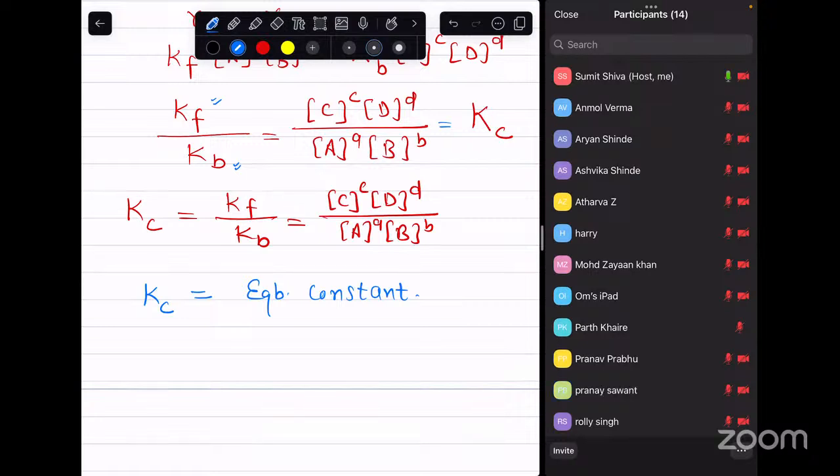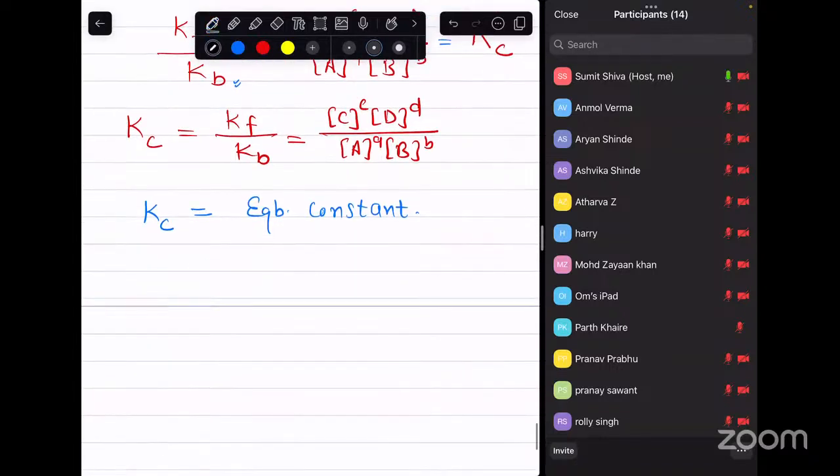If you are not okay with this, you can also define Kc in terms of concentration, but that will be a little bit difficult definition. In that case, we define it as: equilibrium constant Kc is the ratio of concentration of the products raised to power their stoichiometric coefficients to the concentration of the reactants raised to power their stoichiometric coefficients. This will be the definition in terms of concentration. Understood? I am not writing the definition, I'm just telling you how to define it. Could we move forward?